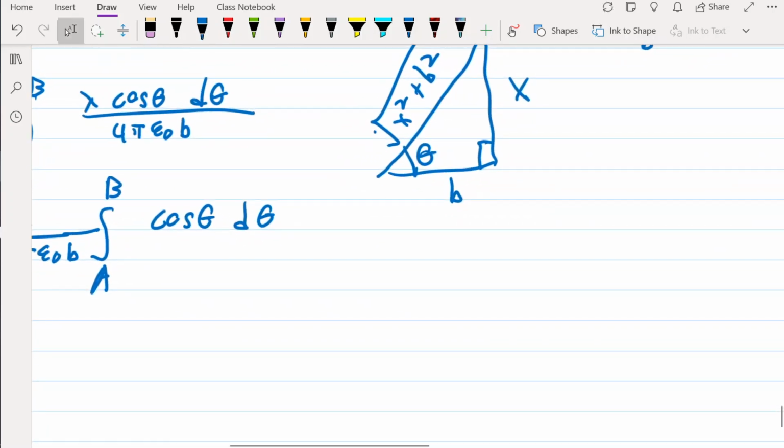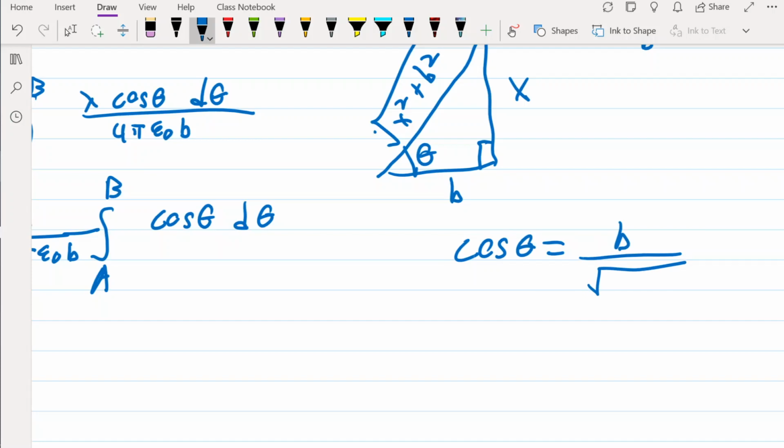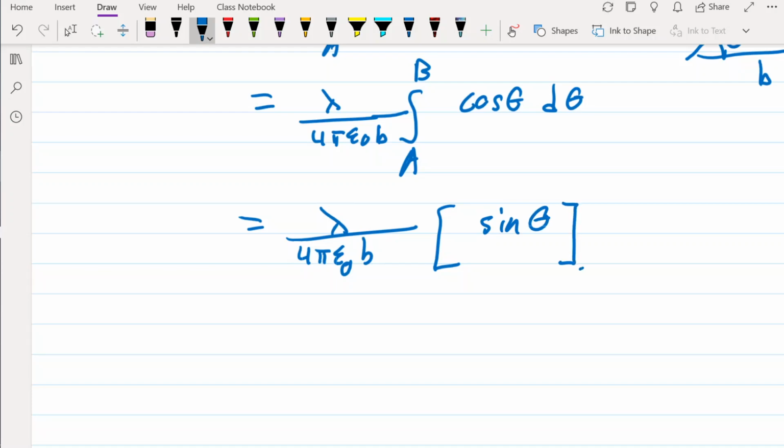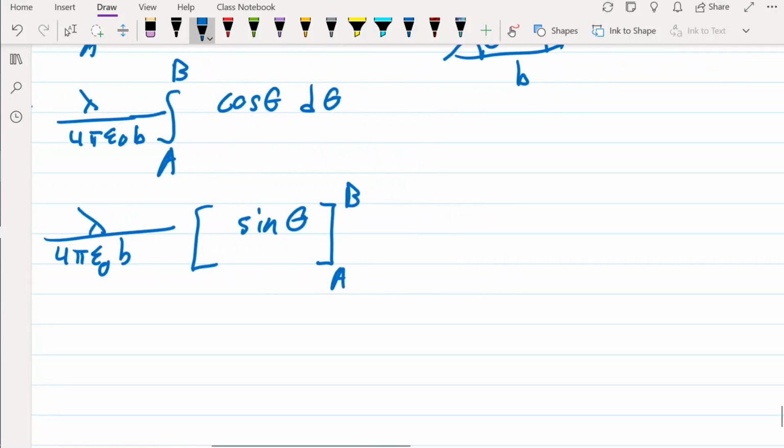So for cosine, cosine of theta is going to equal adjacent over hypotenuse. So we're going to have b over the square root. I believe you need to. Oh, I need to integrate. I'm getting ahead of myself. So this is going to be equal to lambda over 4 pi epsilon initial b. And then this is going to be cosine, the integral of cosine is sine theta from alpha to beta.